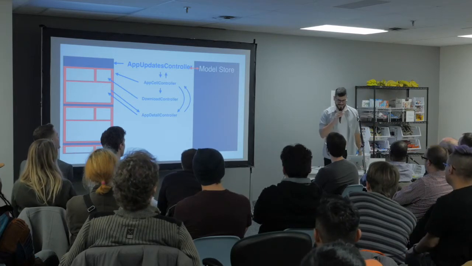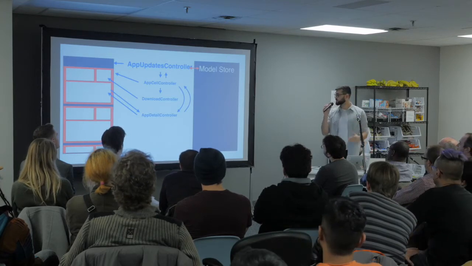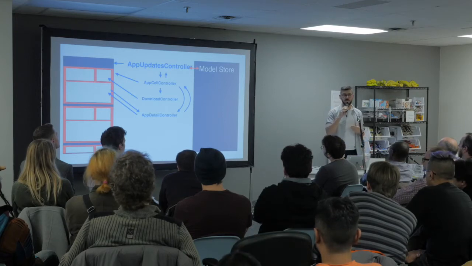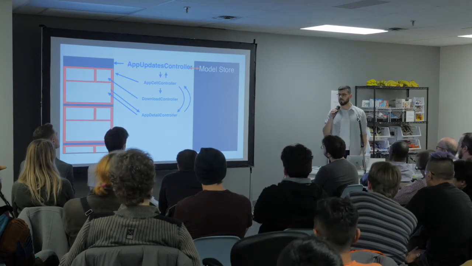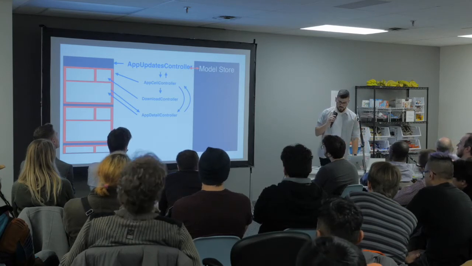I'll just hold it. So the model store and the app updates controller, usually does a pull to refresh, or let's say the network notifies the app to say, hey, there are new updates available. Let's say that's a feature I want. The list needs to constantly reload with that.